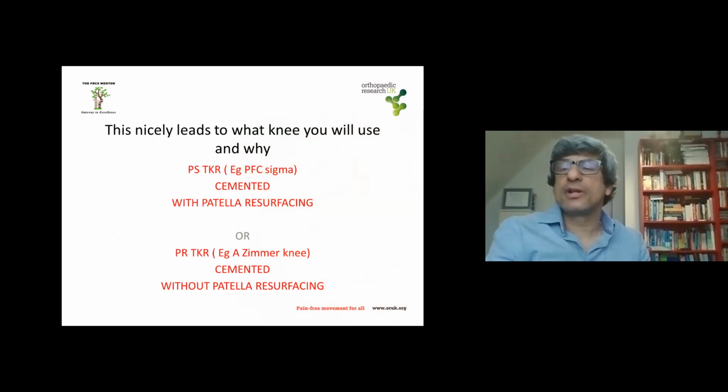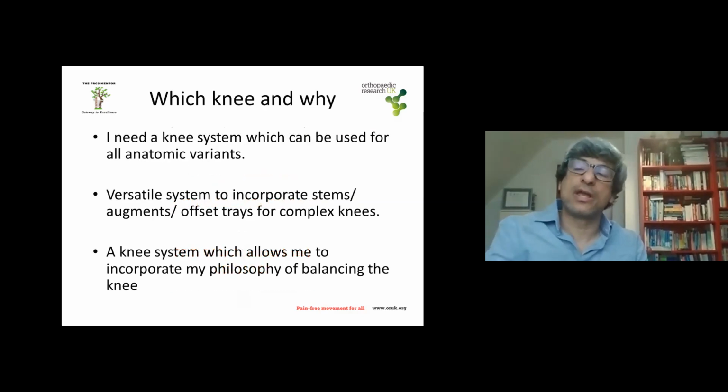Now, when you give an answer like this, at least you're starting with a mature answer. Or if you don't want to use a PS knee, you can say I use a posterior retaining total knee replacement, which is cemented, a Zimmer knee, and I don't resurface the patella. But you can't just stop there. You have to justify why you use things. So let's move on, and I'll give you a few points into why it's important.